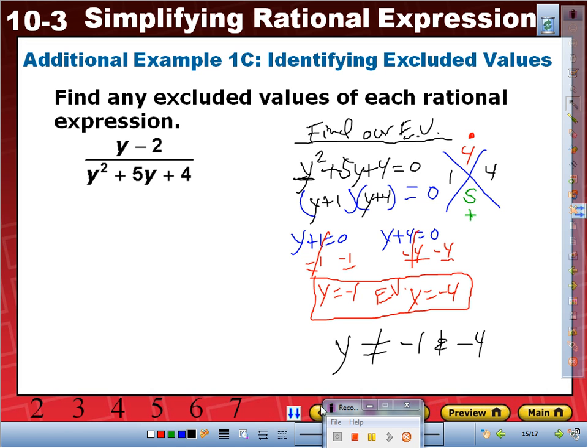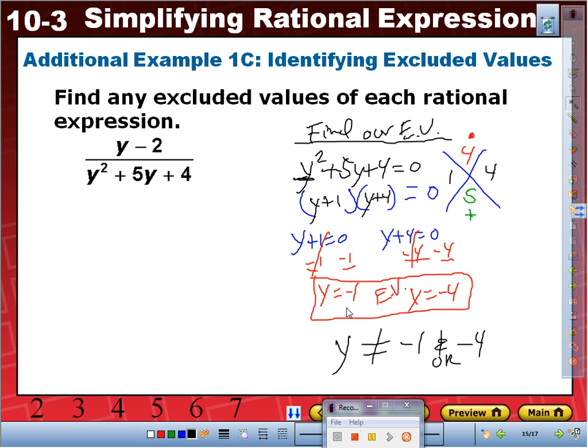Y cannot be equal to -1 and -4 or -4. Okay. Now, why didn't I include 0 in this list? Let's see. If I substitute 0 in here, what is 0 squared? 0. What is 5 times 0? 0. What is 0 plus 0? 0. What do we have left? 0. 4. So 4 is included.